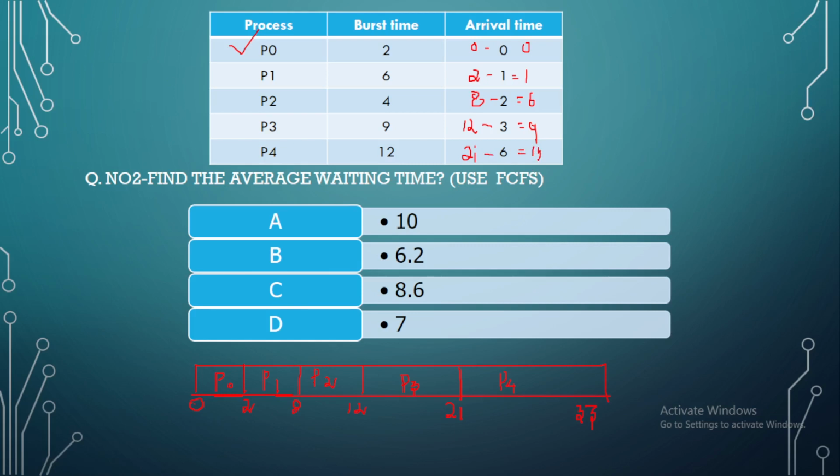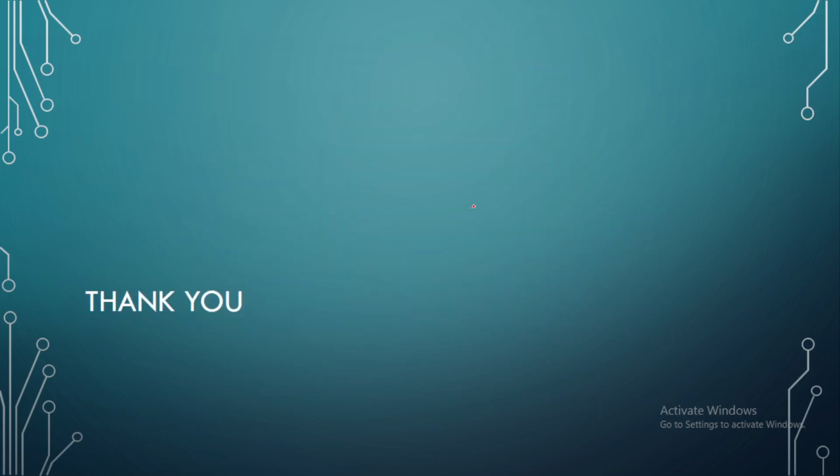Now these are the waiting times of each process. Now we sum all of these, and it gives you 31. So the sum of all the processes' waiting times is 31. So 31 divided by the number of processes, 5, gives you 6.2. This is the correct answer to this question. Yes, this is the correct answer.